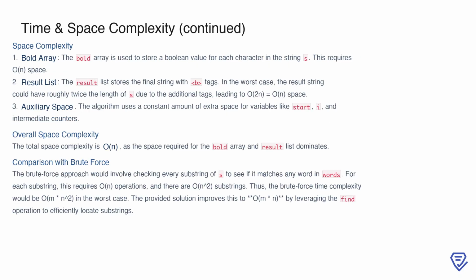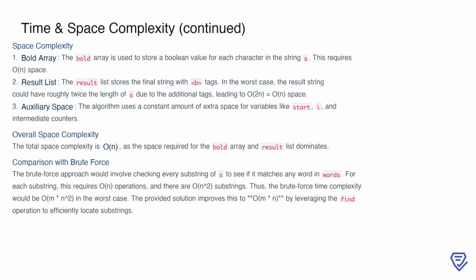Next, let's analyze the space complexity of the solution. The first significant space requirement comes from the bold array, which stores a Boolean value for each character in s. Since the length of s is n, this requires O(n) space. Then, there is the result list, which temporarily stores the final output string with the added <b></b> tags. In the worst case, the result string could be nearly twice as long as s because of the additional tags, but this still scales as O(n). Beyond these, the algorithm uses a constant amount of auxiliary space for variables like start, i, and other counters. Therefore, the total space complexity is O(n), as the bold array and result list dominate the space usage.